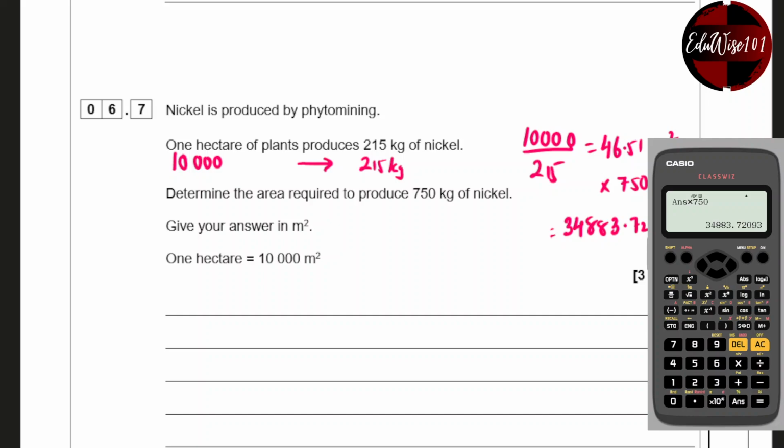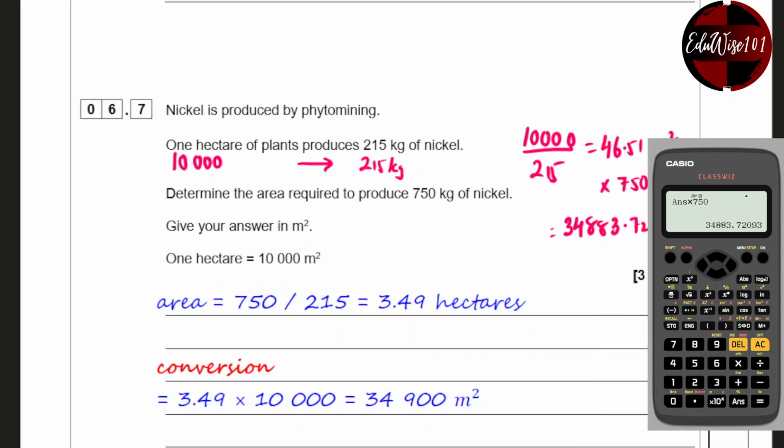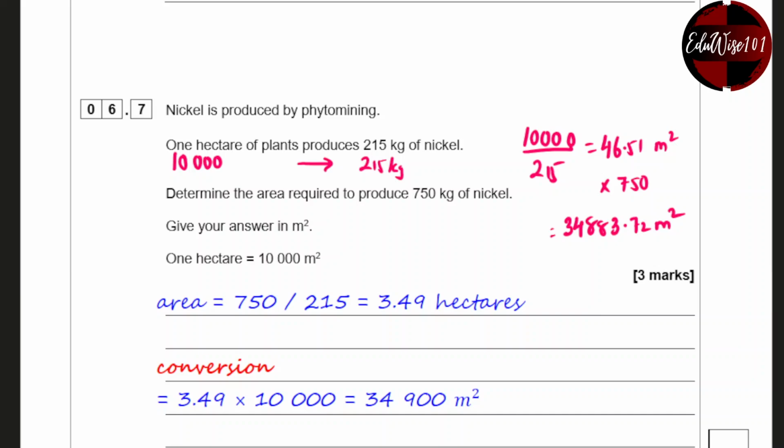Now they are not asking you to round it, so you can leave it at that, or you could round it off as well. So here's the marking scheme answer. They're dividing the 750 by 215 to find the number of hectares, and then they're multiplying that by 10,000, which is roughly 34,900. So they've rounded it off. It's exactly the same answer whichever way you do this question.